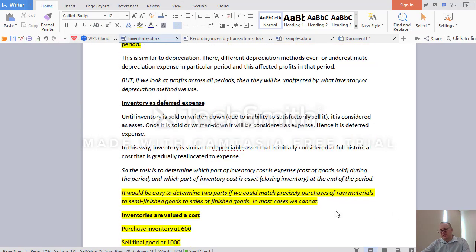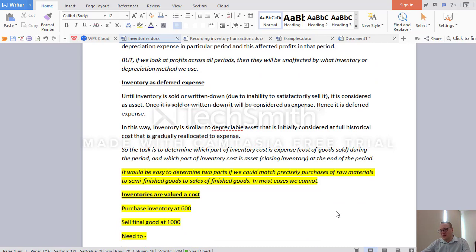It would be easy, of course, to find COGS and ending inventory if you could trace every inventory bit and piece. So you know what item you purchased, you know how it went through the production process, and then you know whether it belongs to the ending inventory or to goods sold. Then everything would be easy if you could trace a particular inventory item. But in reality, you have thousands of inventory items and thousands of units in each type of inventory. So you need to have some method to scientifically split COGS and ending inventory.